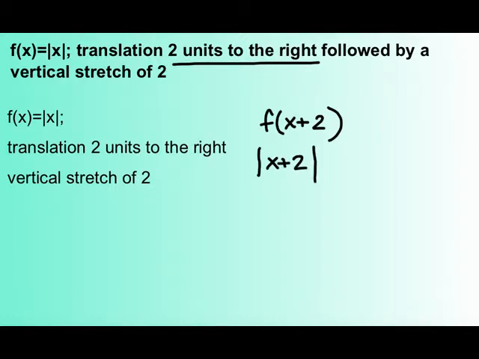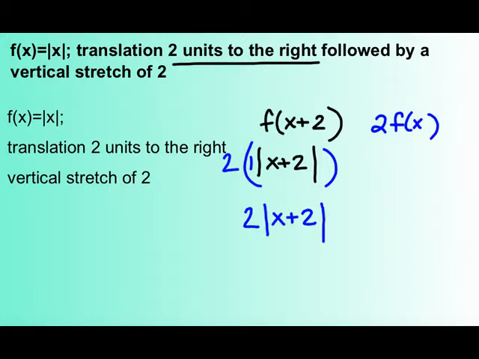Now it says a vertical stretch of 2. Well, vertical stretch of 2 means 2 times whatever you got for f of x. So if this is my f of x times 2, okay, can't distribute in front, but there's like an imaginary 1 there. 2 times 1 is 2. So we become 2 absolute value of x plus 2. Be careful in the order. Whatever it lists first is what you do.